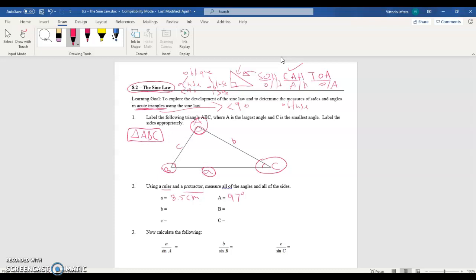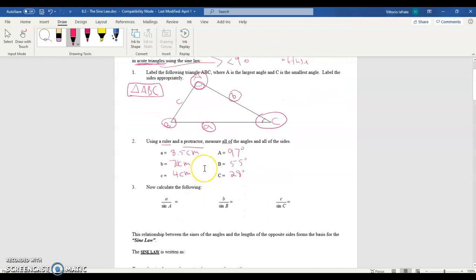For side B, you'll get about 7 centimeters, and the angle will be about 55 degrees. For side C, and let's put 7.0 because I'm estimating here, I was able to see about 7.0. For side C, you get about 4 centimeters, and the angle is about 28 degrees. So now what we're going to do is go find these ratios here. They look kind of random, but you'll see they're not. They're there for a reason.